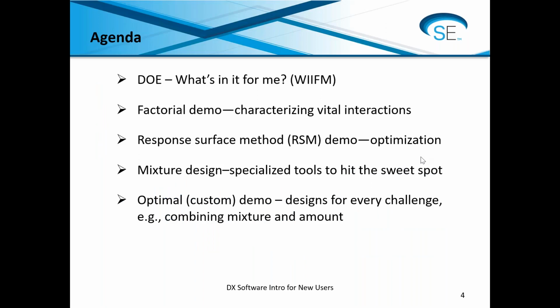So the agenda, in brief, I've kind of mentioned it already, but the idea here is DOE, what's in it for me? Why do we even want to consider using this type of an approach as opposed to some other experimental approach that we could think about? We will then get into a factorial design, characterizing the main effects and interactions in a system. This really is where DOE began, a century ago, really trying to understand what factors impact a process with as little work as possible.